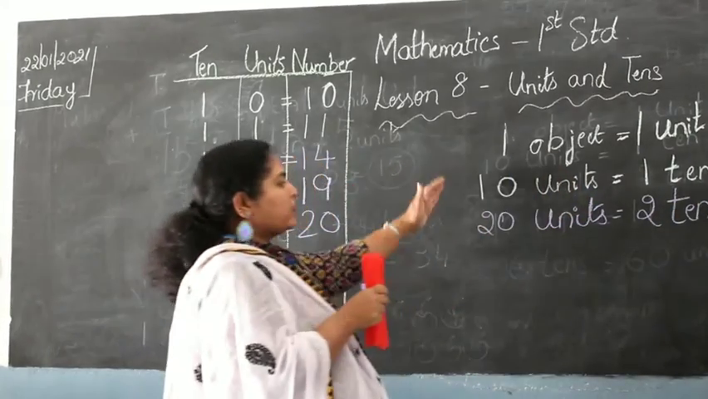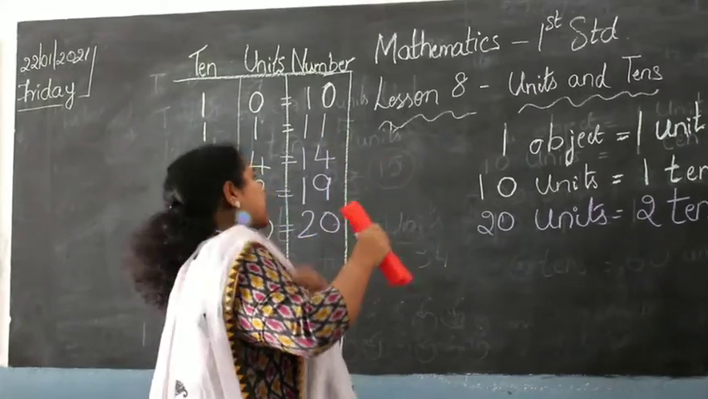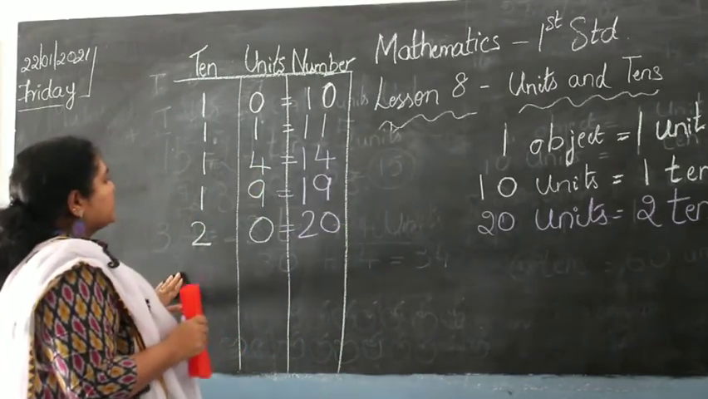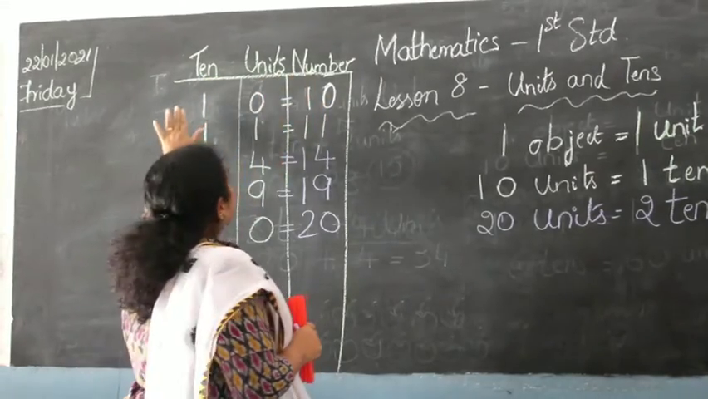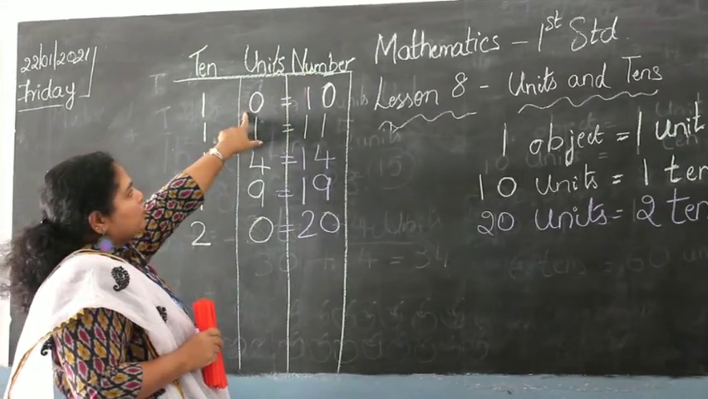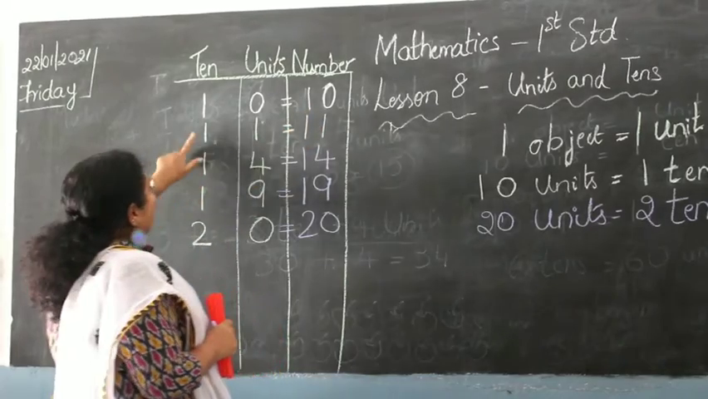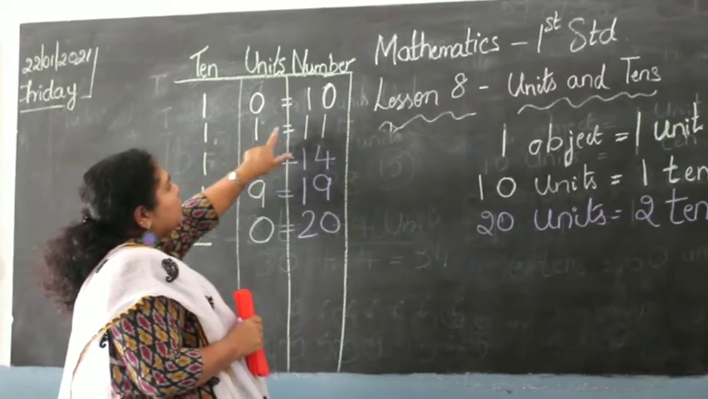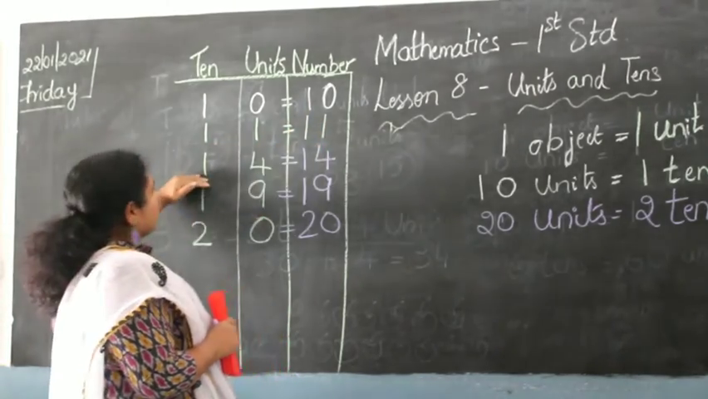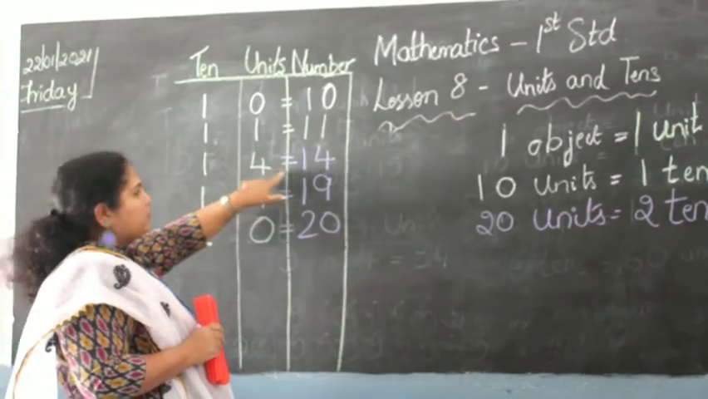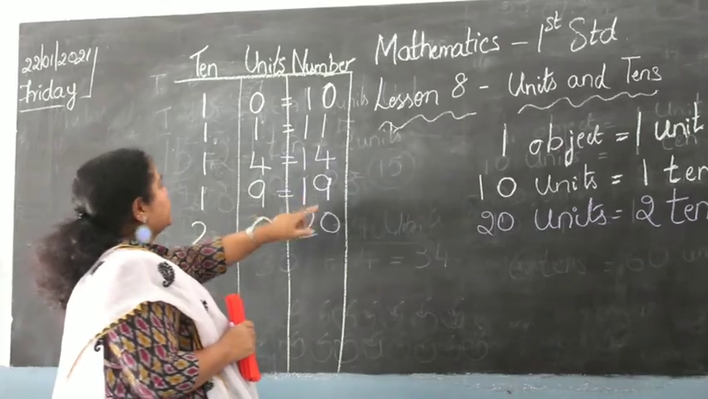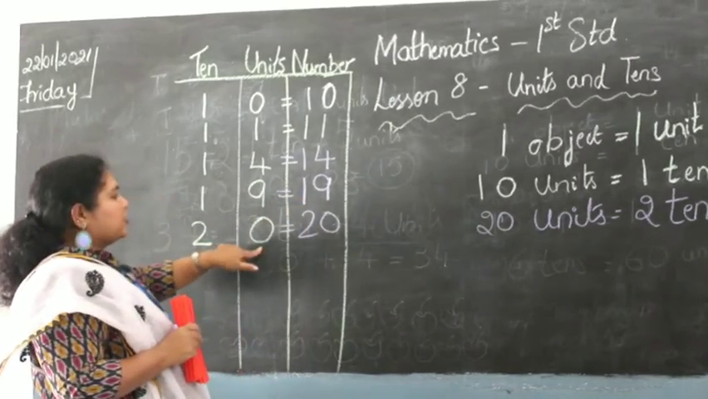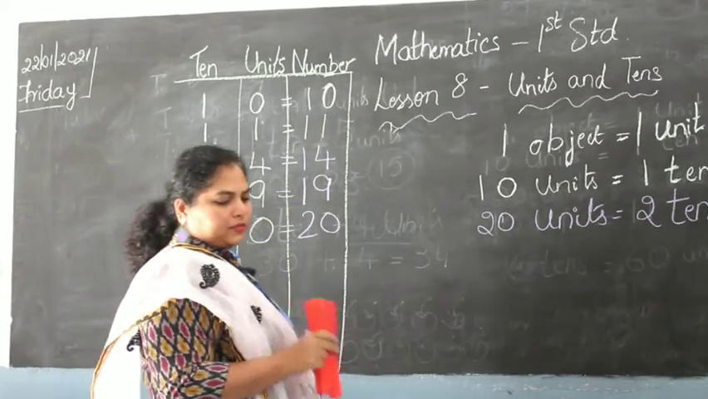Correct? I want you all to write this in your notebook. Mark tens, units and numbers. Write 1 ten and 0 units will give you 10. 1 ten plus 1 unit gives you 11. 1 ten plus 4 units gives you 14. 1 ten plus 9 units gives you 19. 2 tens plus 0 units gives you 20.